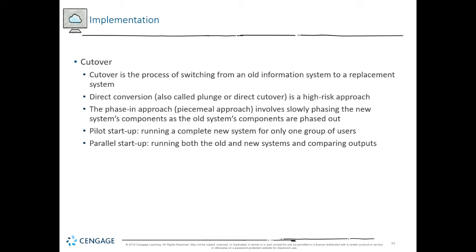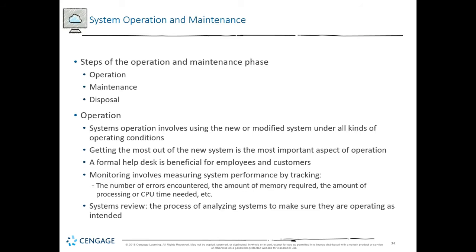Implementation. Cutover. Cutover is the process of switching from the old information system to a replacement system. Direct conversion, also called plunge or direct cutover, is a high-risk approach. The phase-in approach, or piecemeal approach, involves slowly phasing in the new system's components as the old system's components are phased out. Pilot startup: running a complete new system for only one group of users. Parallel startup: running both the old and new systems and comparing output.